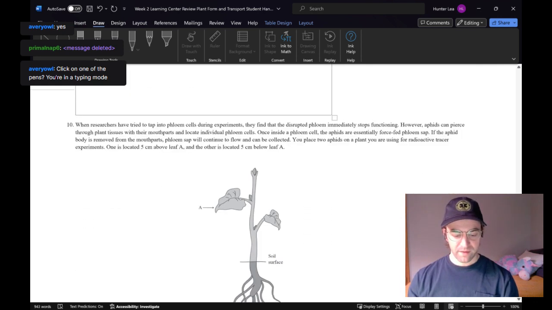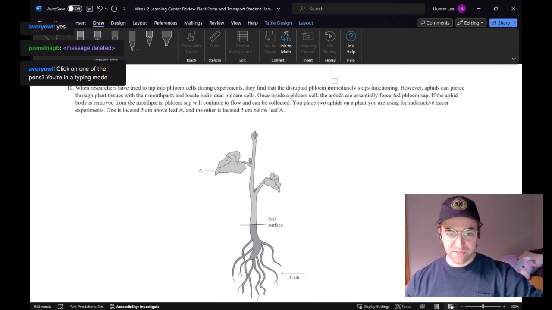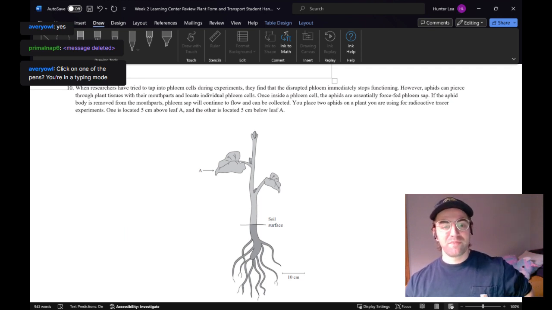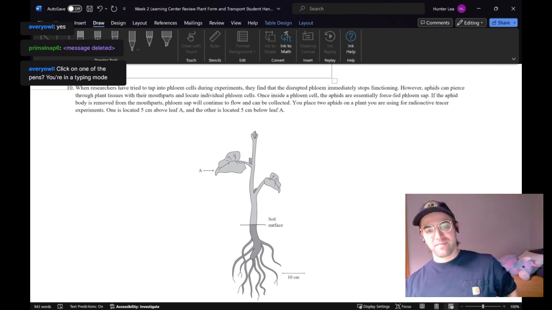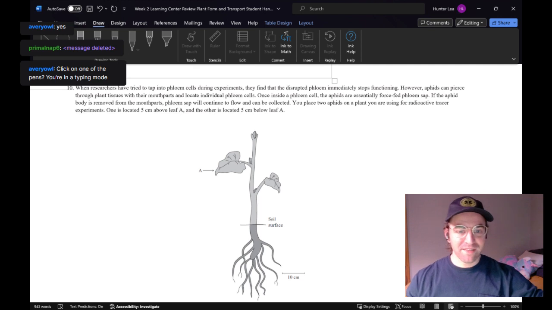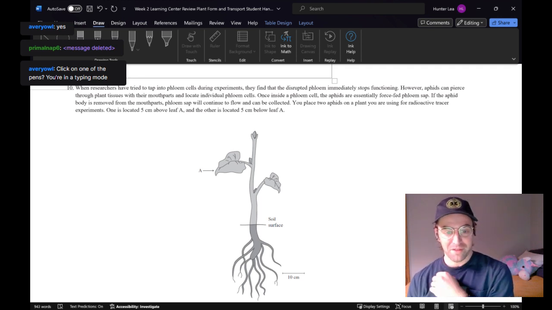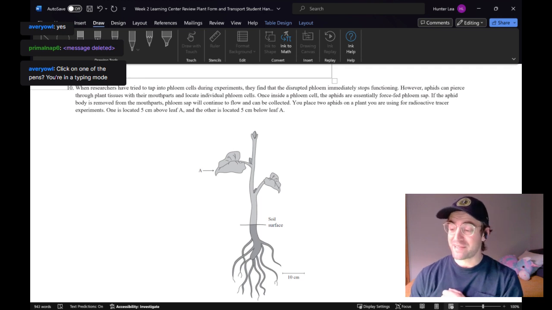All right. When researchers have tried to tap into phloem cells during experiments, they find that the disrupted phloem immediately stops functioning. However, aphids, the little bugs, can pierce through plant tissues with their mouth parts and locate individual phloem cells. Once inside a phloem cell, the aphids are essentially force-fed phloem sap. If the aphid body is removed from the mouth parts, phloem sap will continue to flow and can be collected.